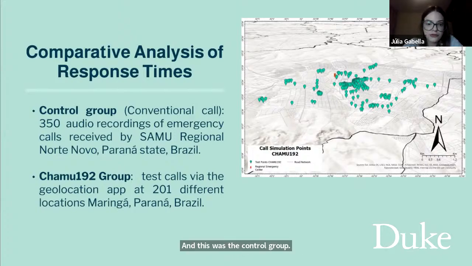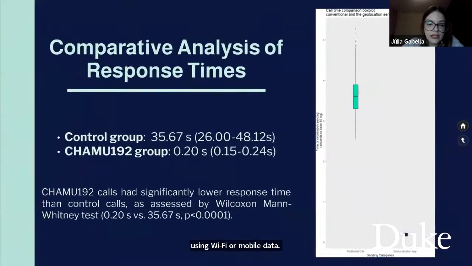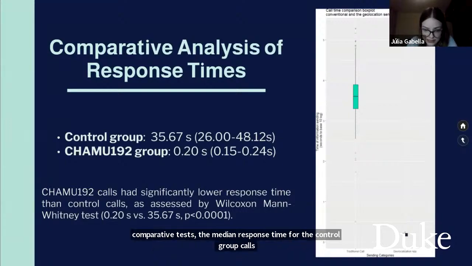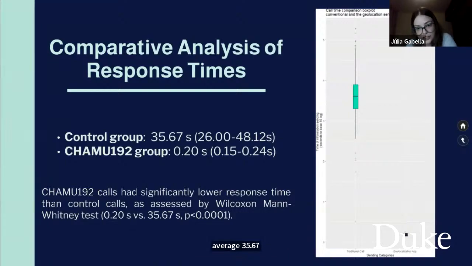And for data collection from the app, the project team carried out the EMS activation test by performing test calls via the geolocation app at 201 different locations in Maringá, Paraná, Brazil, using Wi-Fi or mobile data from different telephone operators. In comparative tests, the median response time for the control group calls averaged 35.67 seconds, while the Chamo 92 app showed an impressive response time of just 0.20 seconds.